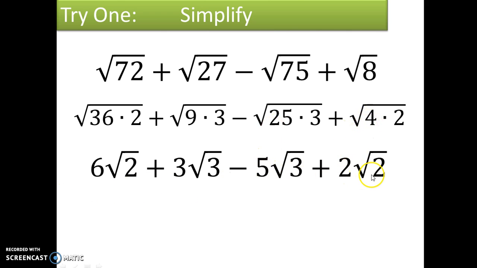So now you have this written out in simplified form. See if there's any like terms. Well, I see a root 2 here and a root 2. Those can be combined. And here we have a root 3 and a root 3. Those can be combined. So what's the final answer? 8 root 2, because 6 root 2's plus 2 more root 2's is 8 root 2. 3 root 3 minus 5 of those is negative 2 root 3.